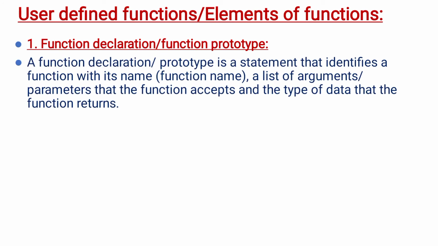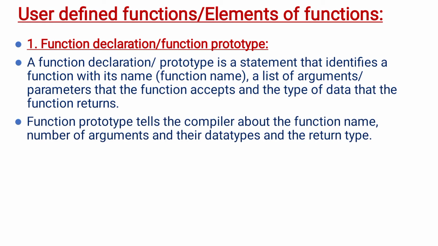Number 1, function declaration or function prototype. A function declaration or a function prototype is a statement that identifies a function with its name. So this name is known as the function name, a list of arguments or parameters that the function accepts, and the type of data that the function returns. So a function declaration statement contains a function name, a list of arguments, and the data type the function returns.